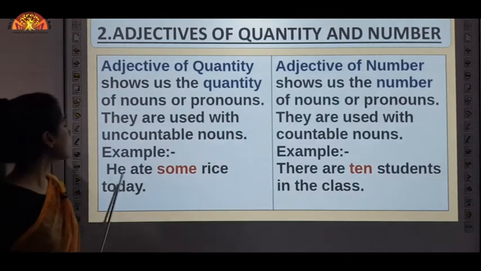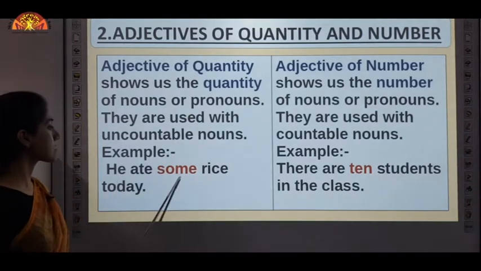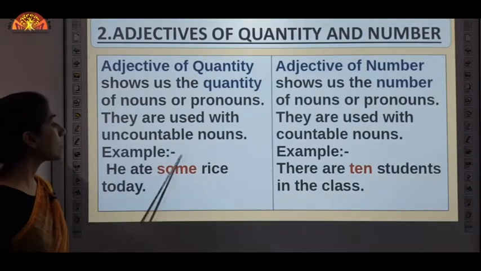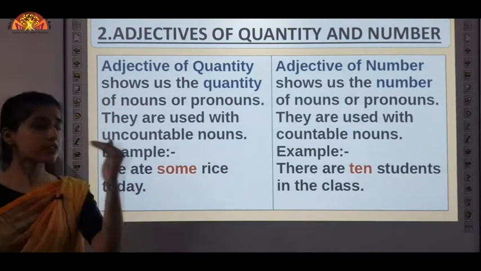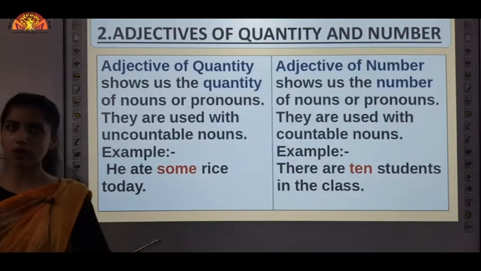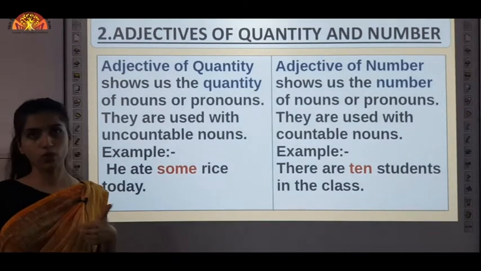Let's see the example. He ate some rice today. So here some is not showing the exact number of rice. As you all know, rice is what? An uncountable noun. Can you count rice? No, right?